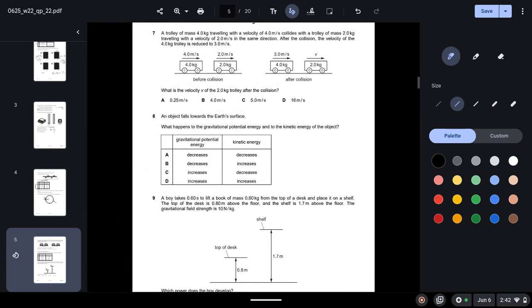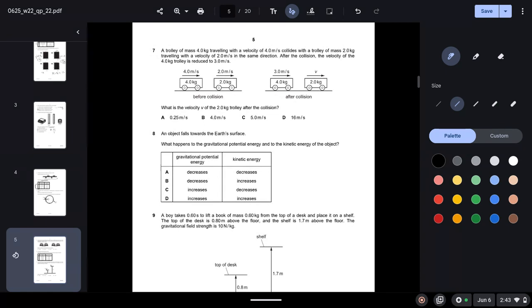A trolley of mass 4 kilograms traveling with a velocity of 4 meters per second collides with a trolley of mass 2 kilograms traveling with a velocity of 2 meters per second in the same direction. After the collision, the velocity of the 4 kg trolley is reduced to 3 meters per second. What is the velocity v of the 2 kg trolley after the collision? So here we will use the principle of conservation of momentum. So the momentum of the system before the collision must be same as the momentum after the collision.